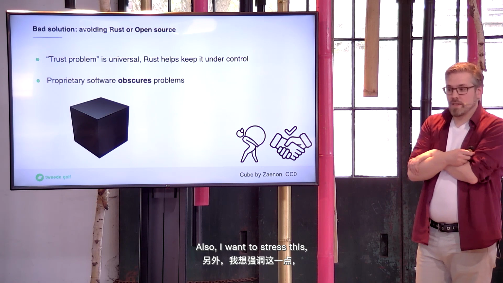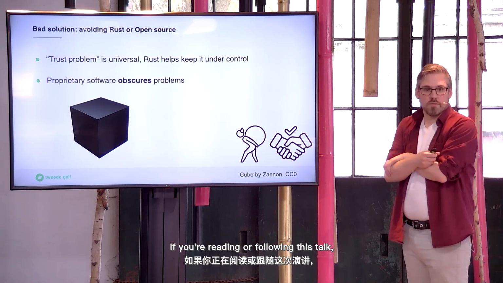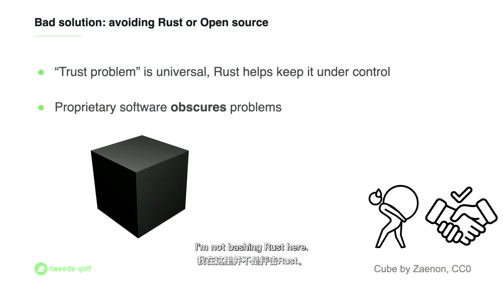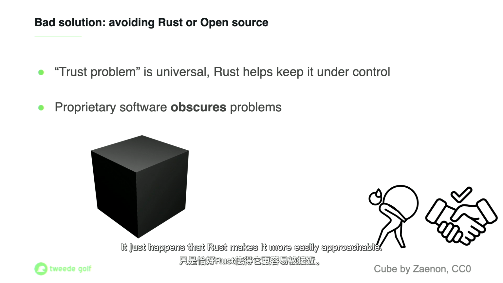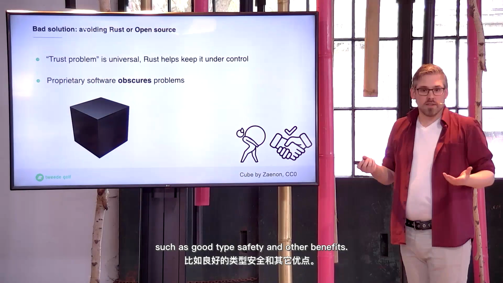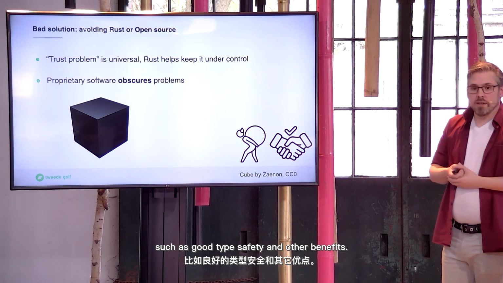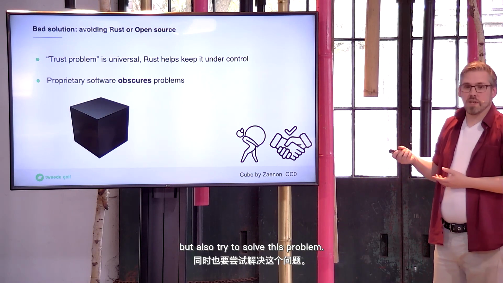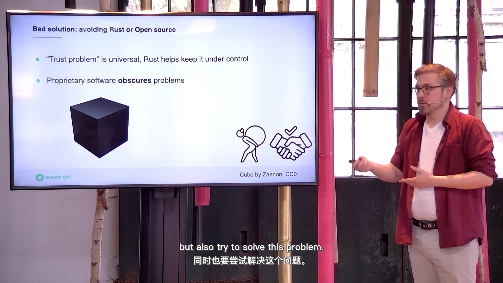Also, I want to stress this, if you're reading or following this talk, I'm not bashing Rust here. This problem exists in every programming language. It just happens that Rust makes it more easily approachable. And also Rust has a lot of other benefits, such as its good type safety. So that's why you should continue working on Rust, but also try to solve this problem.